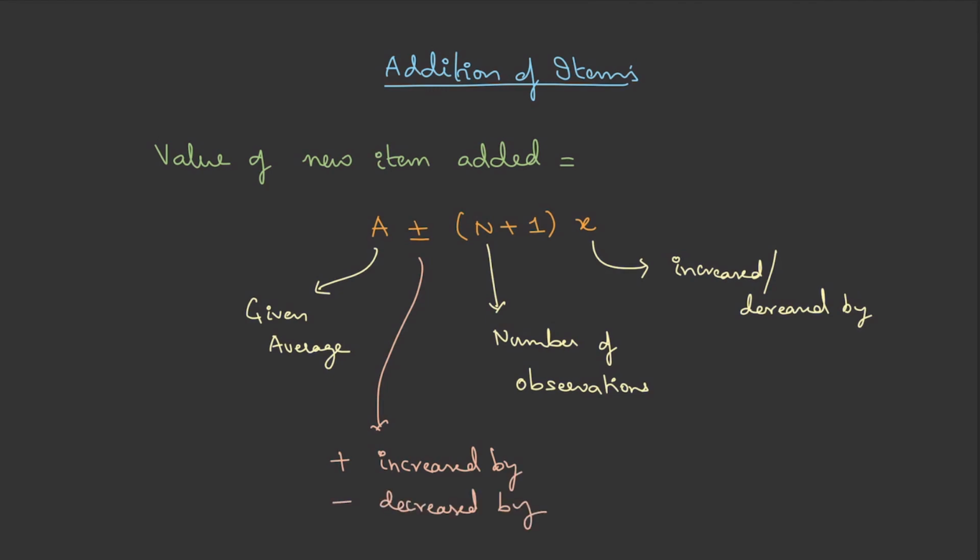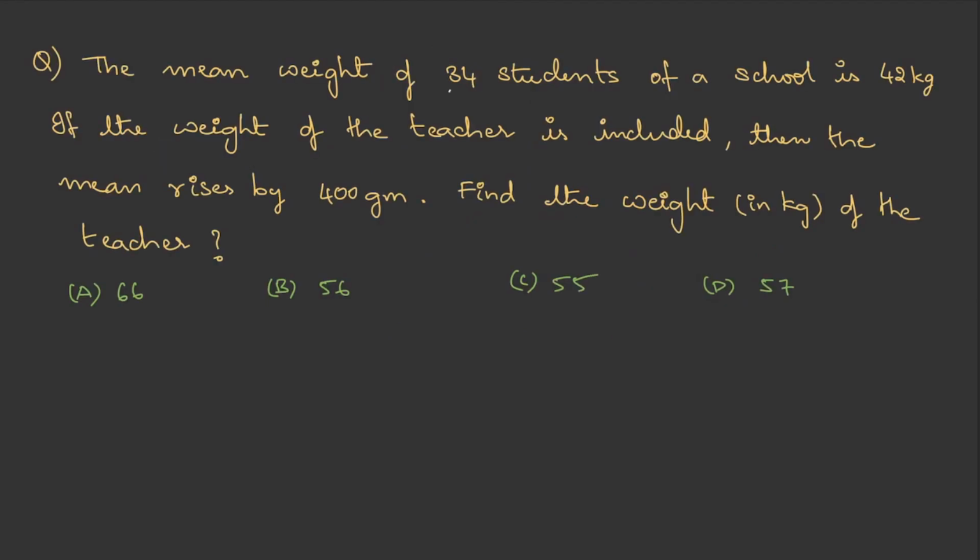This much understanding is enough. Let's quickly get into the question. The mean weight of 34 students of a school is 42 kg. If the weight of the teacher is included, then the mean raises by 400 grams. Find the weight in kgs of the teacher. And there are a few options.